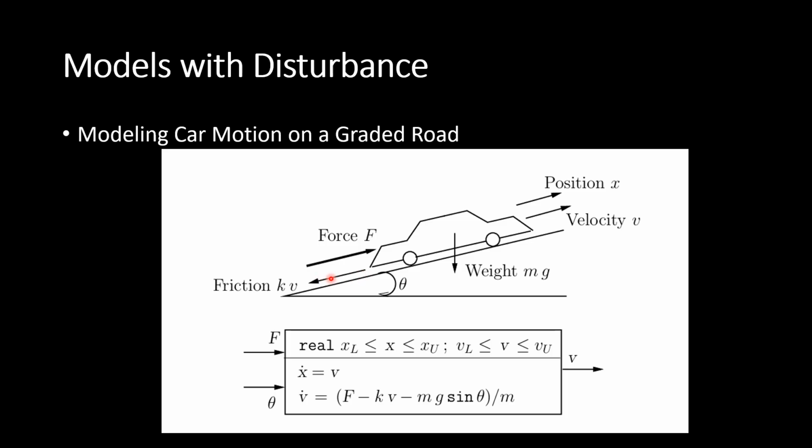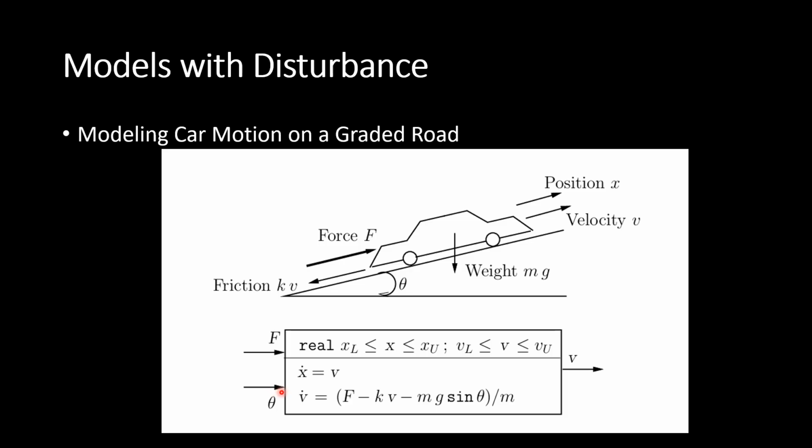The value of that friction is equal to k into v, where k is a friction coefficient and v is the velocity of motion of the car. Now this car, because of the force F, is moving in this direction with position x and velocity v. And the weight of the car is equal to m into g, where m is mass and g is the gravitational acceleration. So now we can model this car as a component with two inputs.